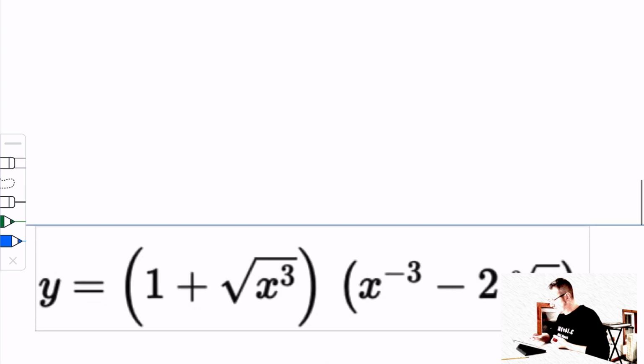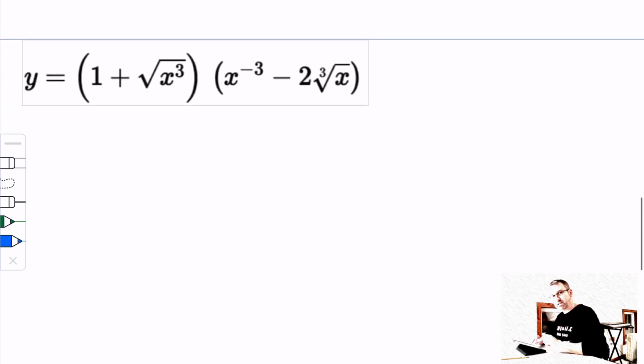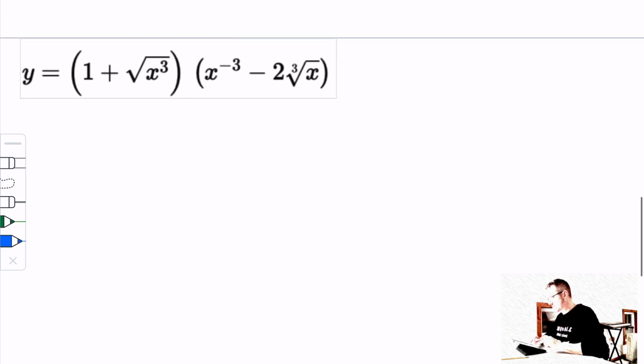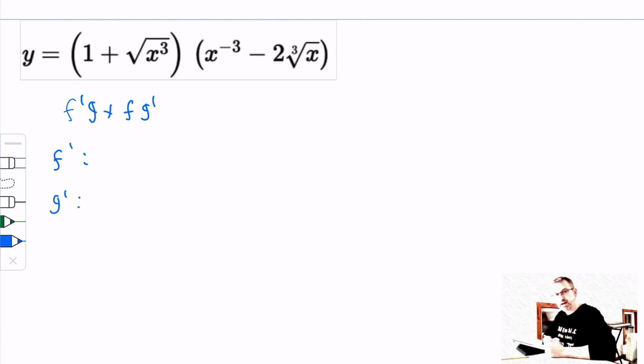Next, product rule. And I picked this one specifically because, as you can see, our exponents are going to get a little bit wonky, but that's okay. It's the only way we learn how to do this. So the first thing you may want to do is jot down the product rule. F prime G plus F G prime. And again, if you want to identify what the derivatives are right off the bat, not a bad idea to do that. So here's F, and here's G.